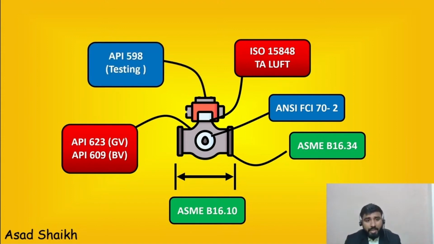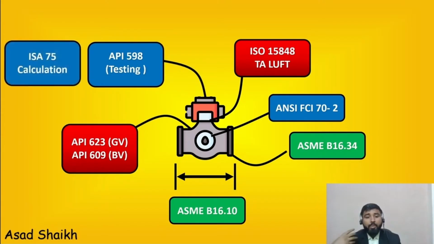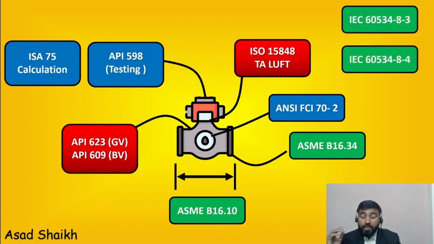Second thing is the valve testing and calculations. I wanted to cover calculations, but I was assuming we'll run short of time. Here I'll just mention ISA 75, which is further divided into cavitation and cavitation index, and all of those things will come here. And for control valve noise, parts 3 and 4, I think 3 stands for gas and 4 stands for liquid. So the noise calculations have to be done.